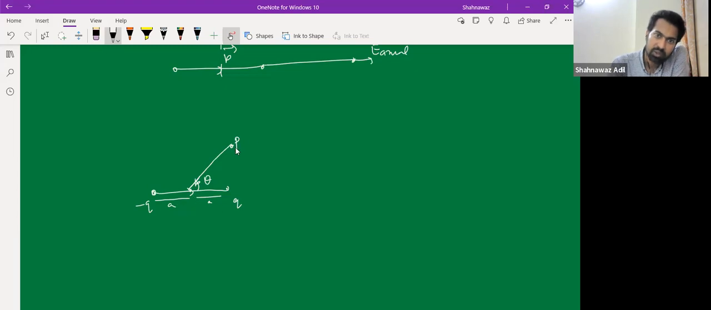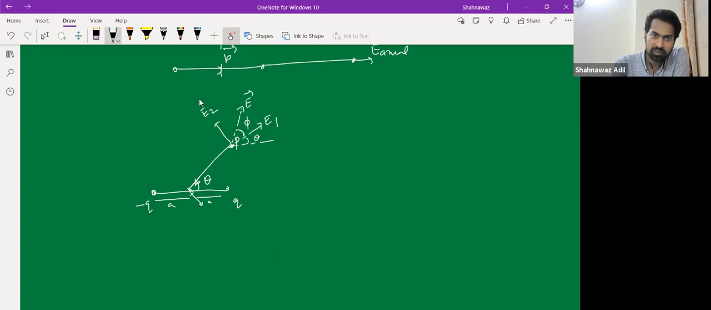So we divide this dipole electric field into 2 components. This is E1 and this is E2. And then we take the resultant of these. So this is theta and this is phi.